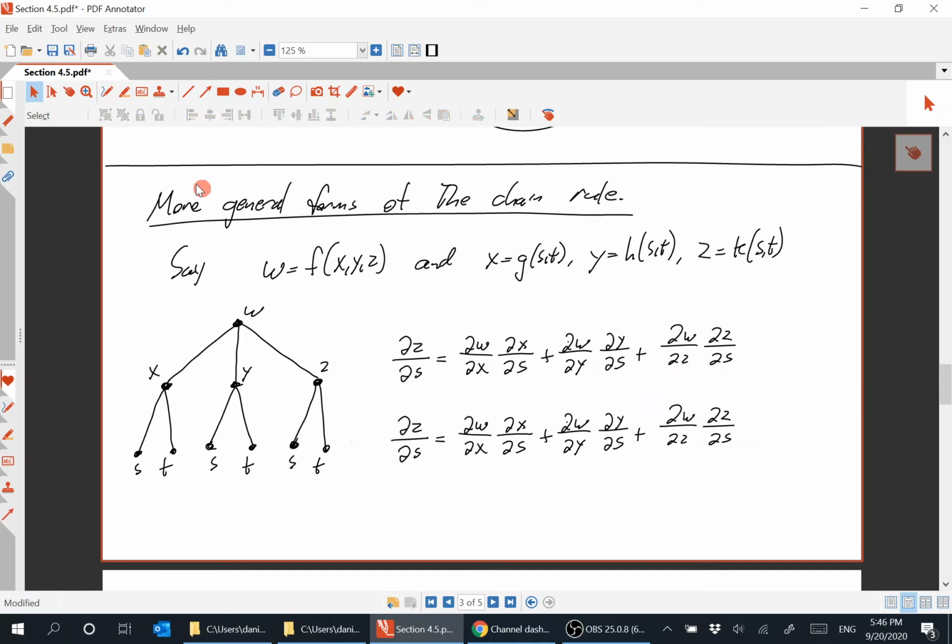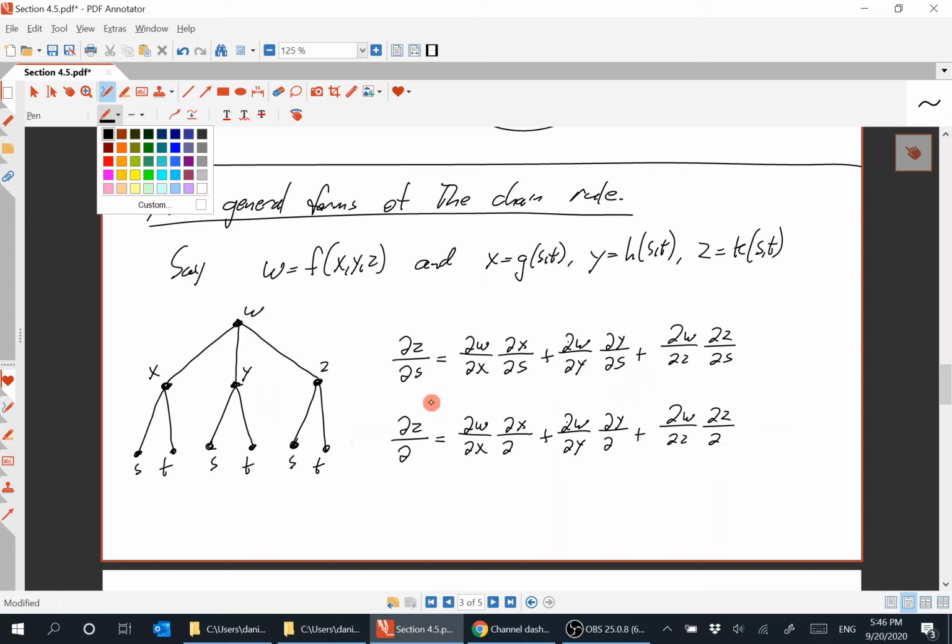Okay, that's dz/ds. So for dz/dw, get rid of the s's and replace with w's. So dz/dw is dw/dt, dz/dt is dw/dx times dx/dt, plus dw/dy times dy/dt, plus dw/dz times dz/dt.